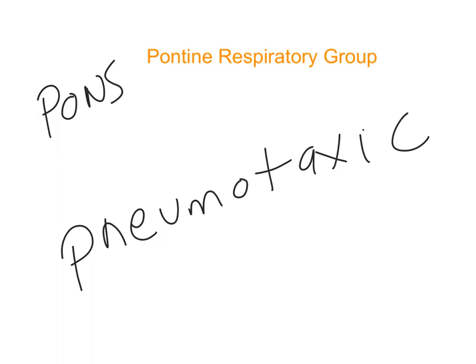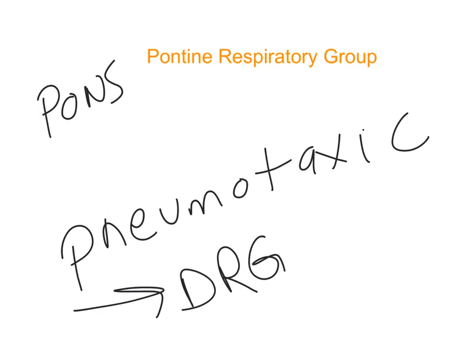And what this does is it sends impulses to the DRG, and the DRG, of course, then can send information and control the VRG. And this is important in modifying the basic rhythm of breathing. Certainly during exercising, sleeping, or speaking, this pontine respiratory group will modify that basic activity that has been established by the DRG and the VRG.